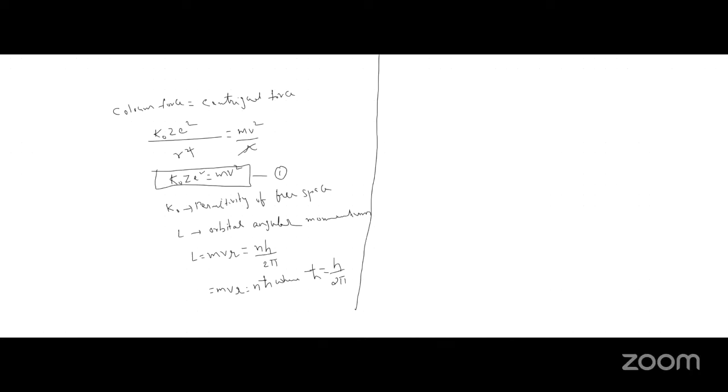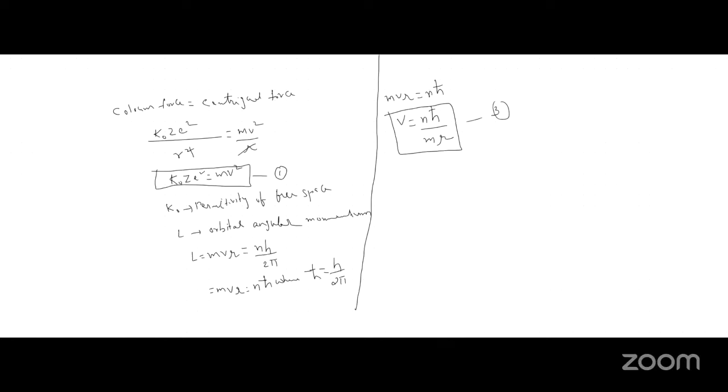So, what we have? MVR equal to nh dash. From here, I am calculating V. V equal to nh dash by MR. This is equation number 3.